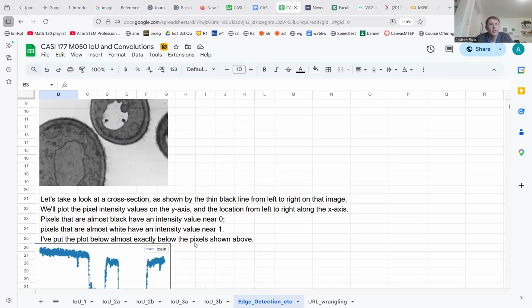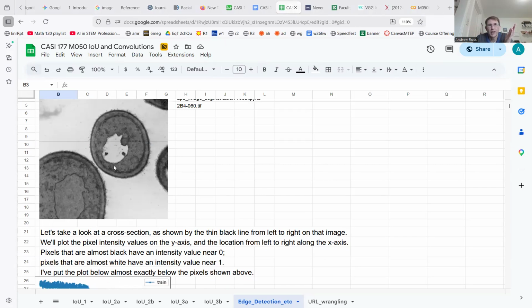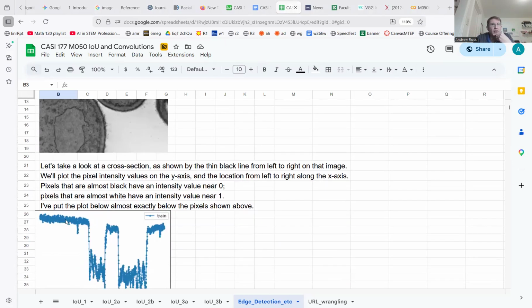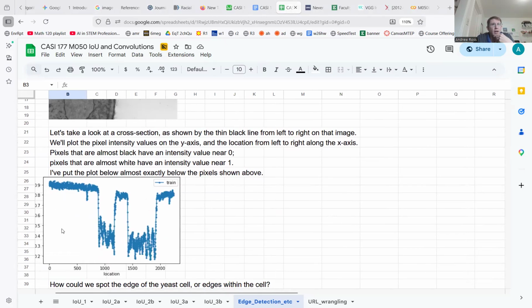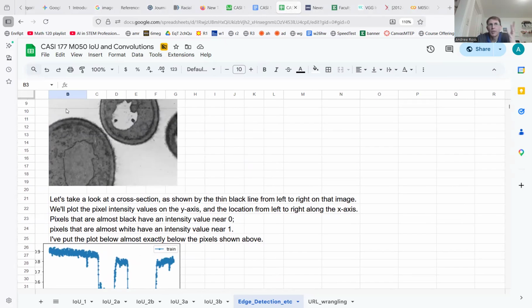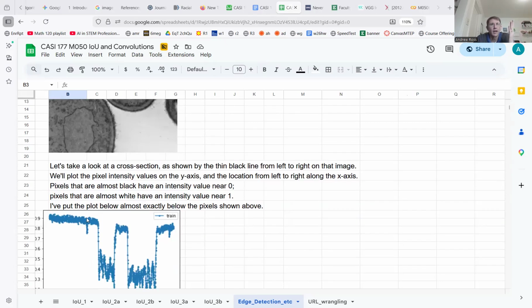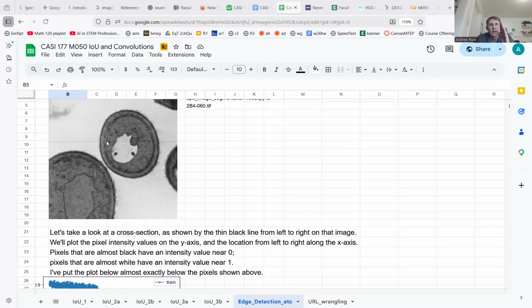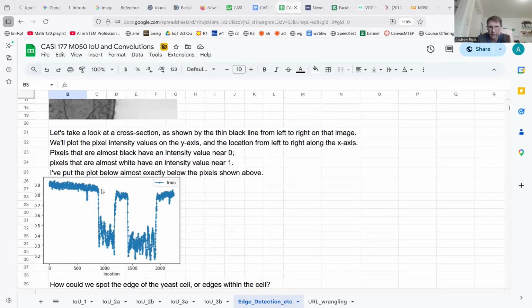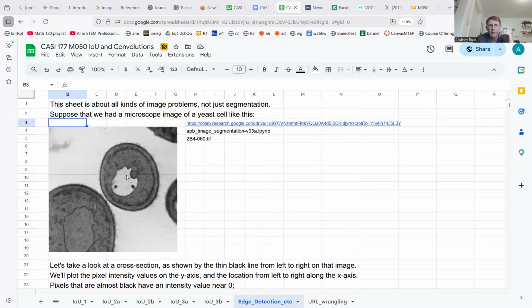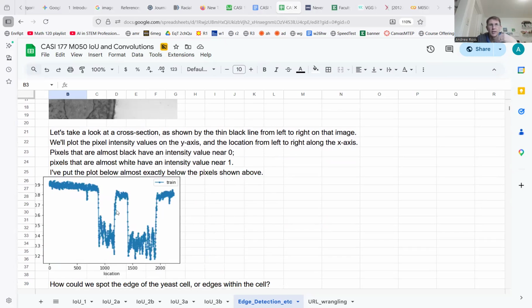Let's scroll down a little here. Pixels that are almost black have an intensity value near 0. Pixels that are almost white have an intensity value near 1. And so here's the plot of the intensity values. You can see that on the left side of the image, it's background, it's fairly bright compared to everything else. So we've got intensity values that are near 0.9. And then once we cross into the body of this yeast cell, it gets darker, so the intensity values drop. And then there's this little section that looks almost hollow in the middle of the yeast cell called a vacuole. Don't worry about the vocabulary, but that's almost the same color as the background. So then the intensity comes back up.